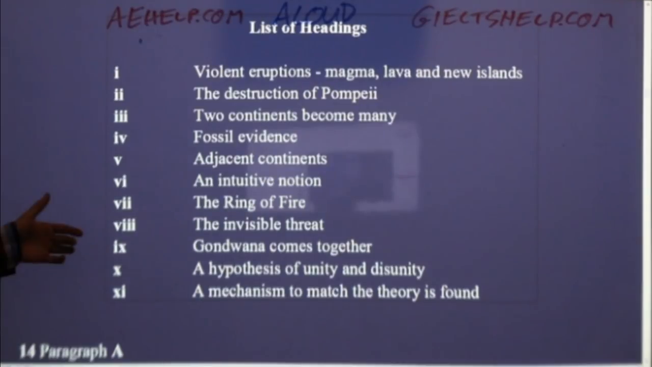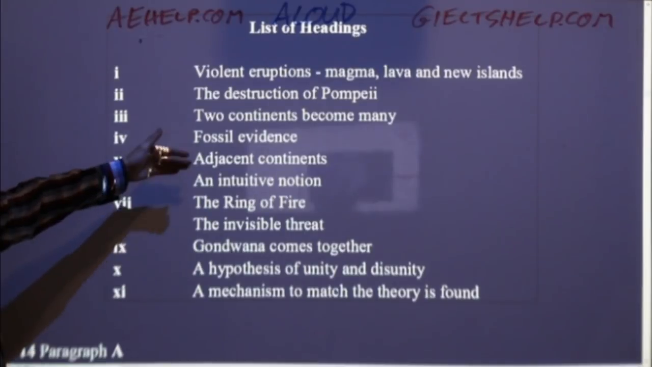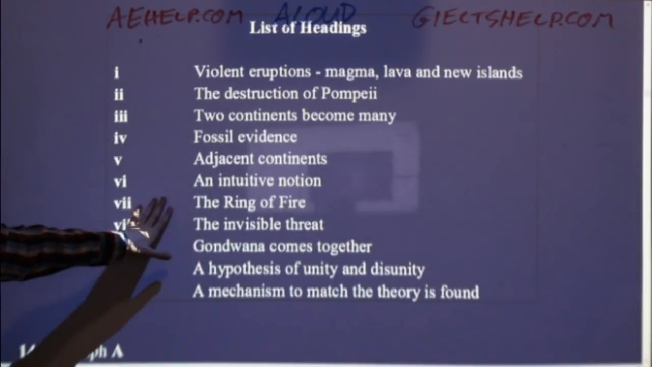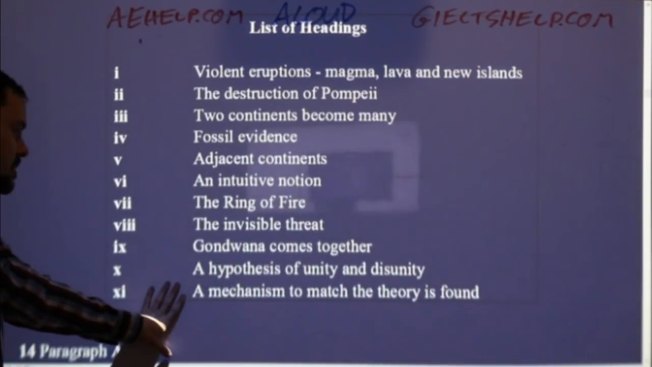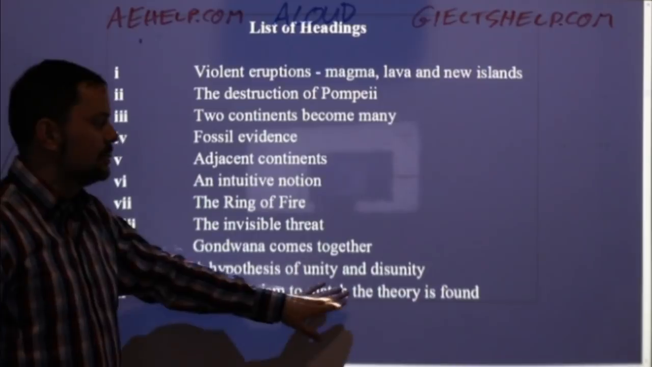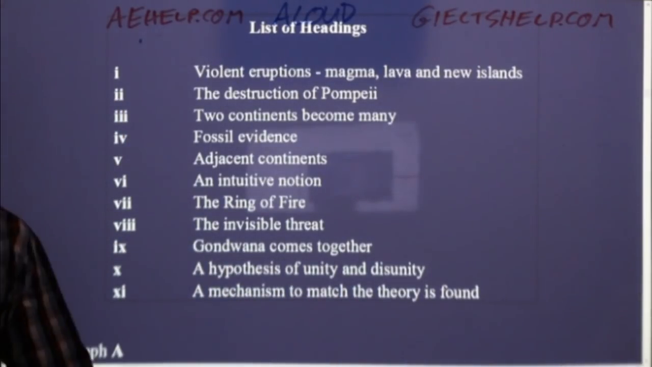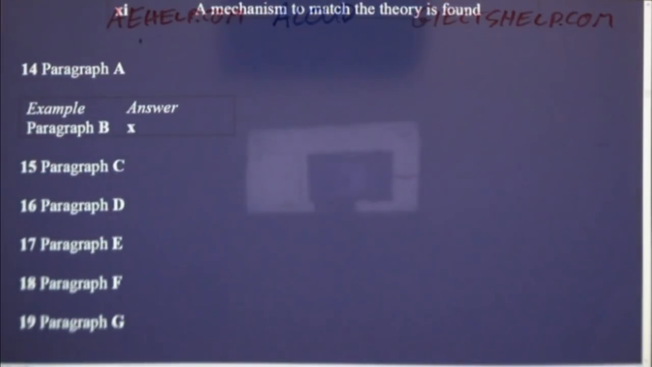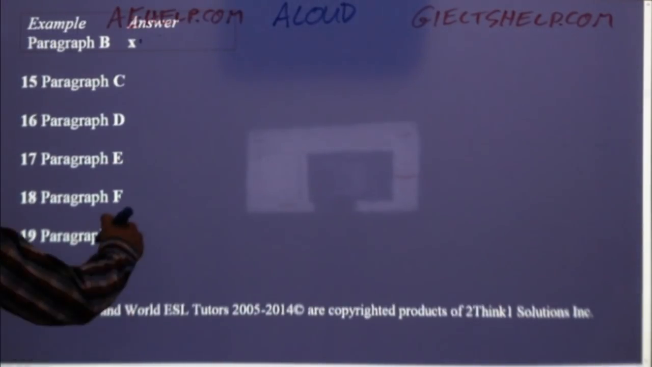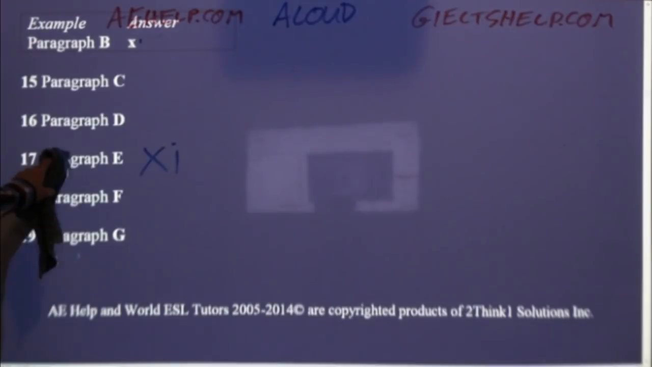So, violent eruptions, the destruction, two continents, fossil evidence, adjacent continents, intuitive notion, ring of fire, the invisible threat, Gondwana comes together, a hypothesis of unity and disunity, a mechanism to match the theory is found. What is that? It's plate tectonics. I agree with all of you saying, Adrian, just come on, we're waiting for you here. It's 11. Just say it's 11. We know it's 11. Yeah, it's 11. I agree with you. It is 11. All right. Rock and roll, ladies and gents, rock and roll.